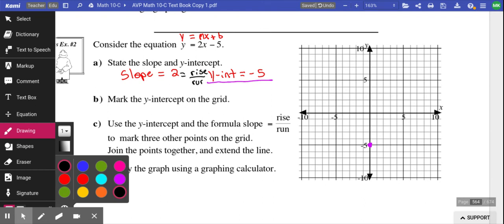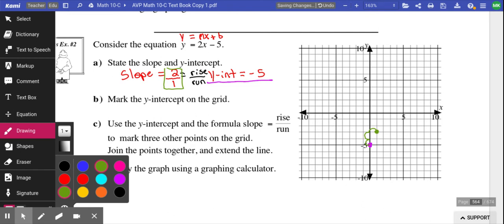In this case, they only gave us a rise. They never told us the run. We remember from previous lessons that when it's just the number 2, we always change that to be 2 over 1 to make it a fraction. I'm going to use that slope of 2 over 1 to get to the next point on my graph. So I started at negative 5. I'm going to rise 2, 1, 2, and I'm going to run 1 to right there.